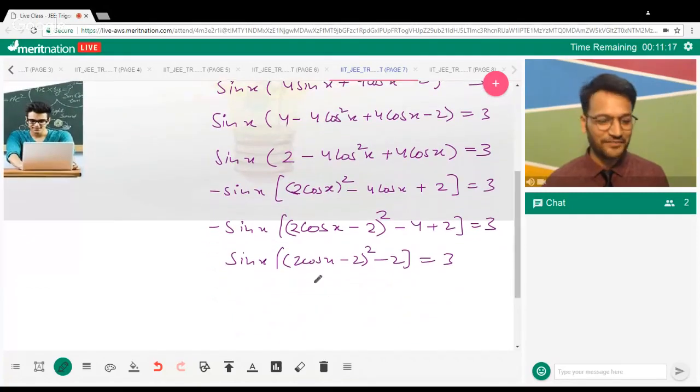Okay, C is the answer, Wasim. Very good. So we can travel this negative sign inside. It's simple stuff. 2 minus 2 cos x minus 2 whole squared is equal to 3 upon sine x.